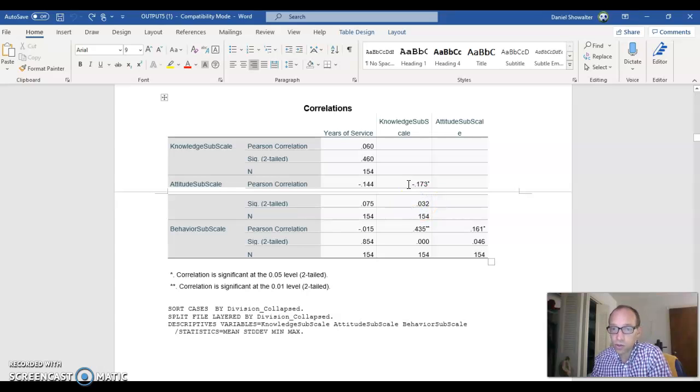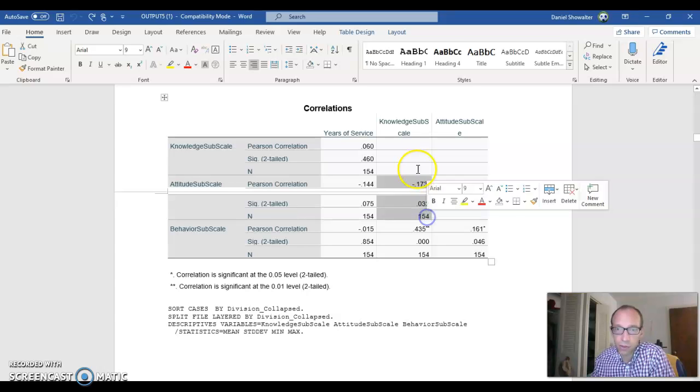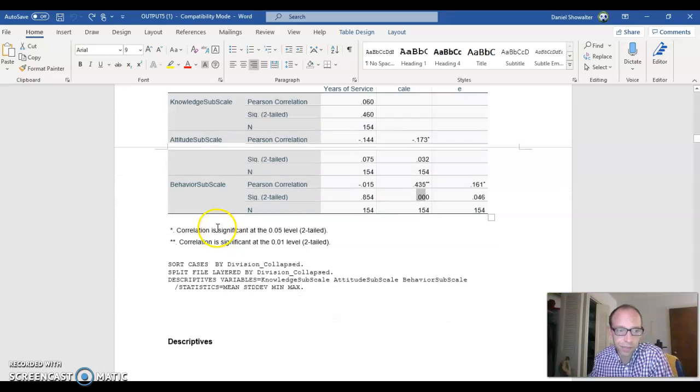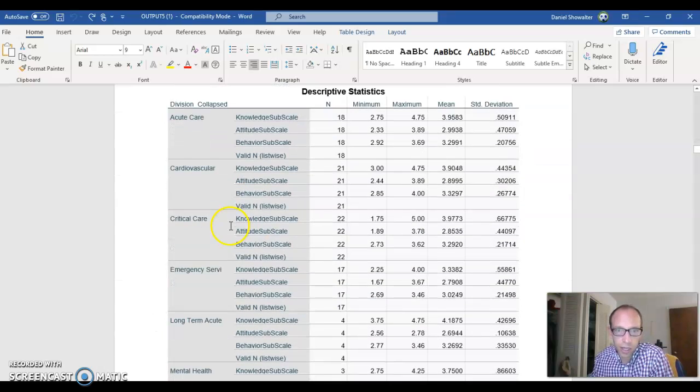So if you decide to do that, which is the more statistically accurate way to do it, then we would no longer have a statistically significant relationship between these two. However, this one would hold up between knowledge and behavior. So certainly it looks like the more knowledge that the nurses in your study have, the more they tended to act upon that knowledge, that is, their behavior towards the immobilization. Okay, so that's one of your main results.